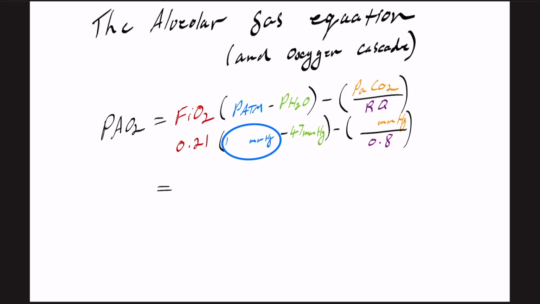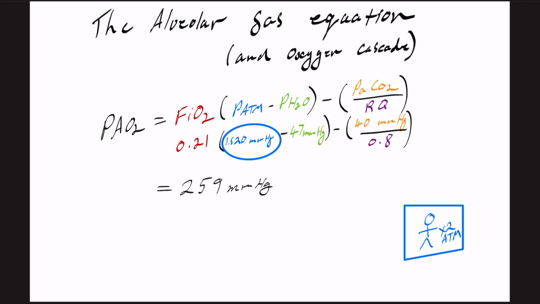So let's go in the opposite direction now, and let's put someone in a barometric chamber, and we're going to double the atmosphere. So if we double the atmospheric pressure, that becomes 1,520 millimeters of mercury. If we were to plug in those numbers, work our way through the equation, and you're welcome to do this at home, it would end up being 259 millimeters of mercury. So we've more than doubled the partial pressure of oxygen at the alveoli.